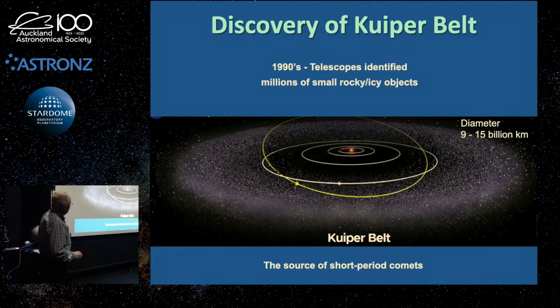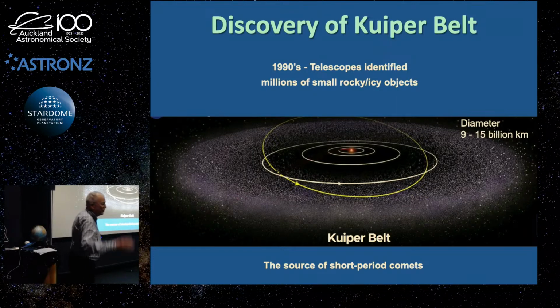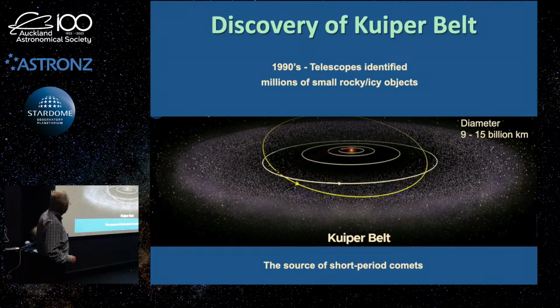And they realised there were literally millions of small little rocky icy objects all sitting out in the outer reaches of the solar system. That in a sort of a donut shape or a torus shape, if you will, goes out from between the orbit of Neptune at 9 billion kilometres out to about 15 billion kilometres outward. So suddenly the solar system, just in a few years' time, had just grown again, huge amounts.